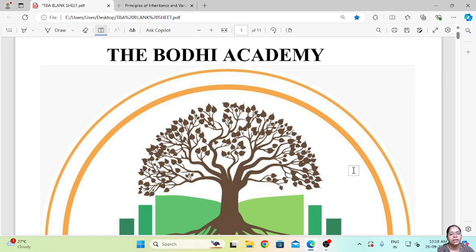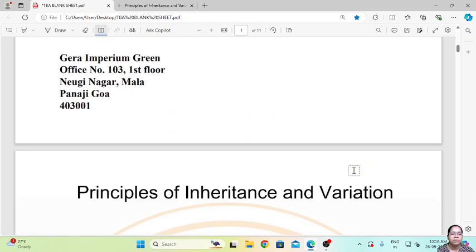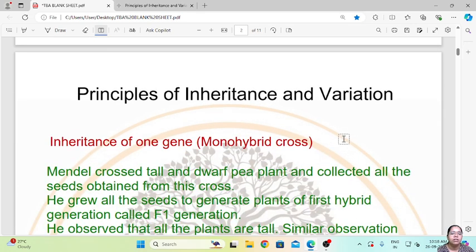My name is Shrutika and today we will continue with the chapter Principles of Inheritance and Variation. Today in the second part of this chapter we will learn about the crosses, that is the laws of inheritance. So, inheritance of one gene, that is monohybrid cross.